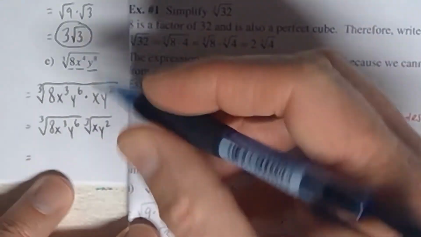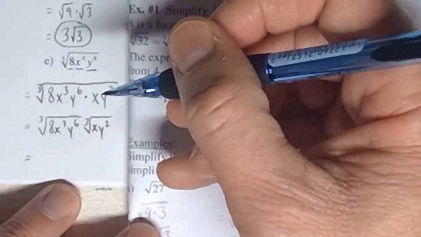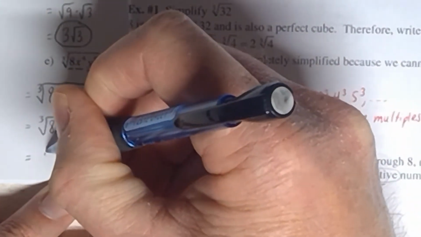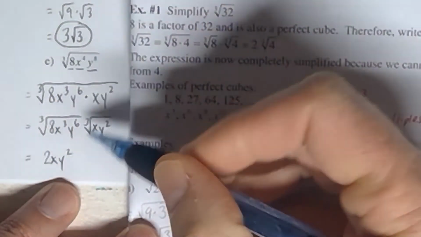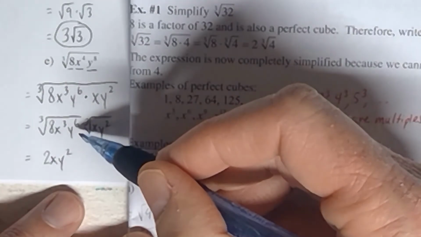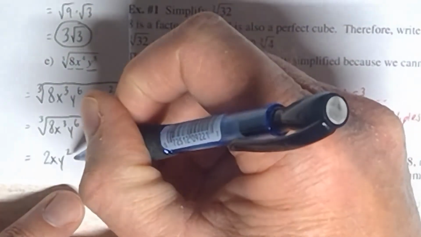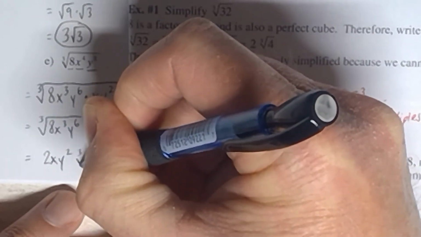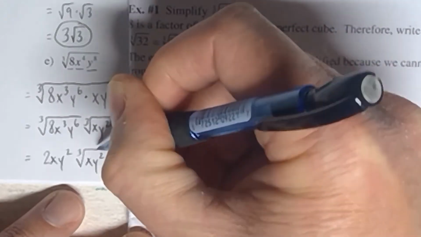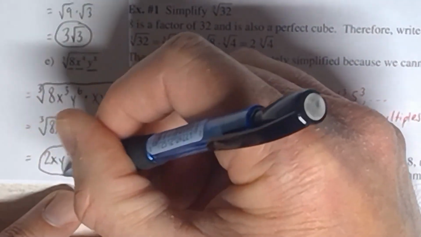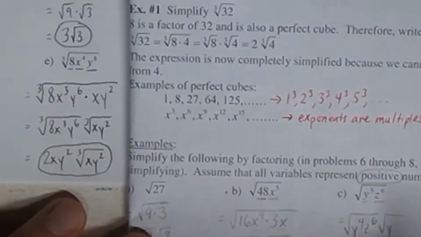So what is the cube root of 8x to the 3rd y to the 6th? Well, if I cube this right here, 2xy squared, it would equal 8x3y6. So that must be the cube root then. I just figure out that cube root the same way I did in 7.1 when we had a bunch of perfect squares and perfect cubes inside of our radicals.